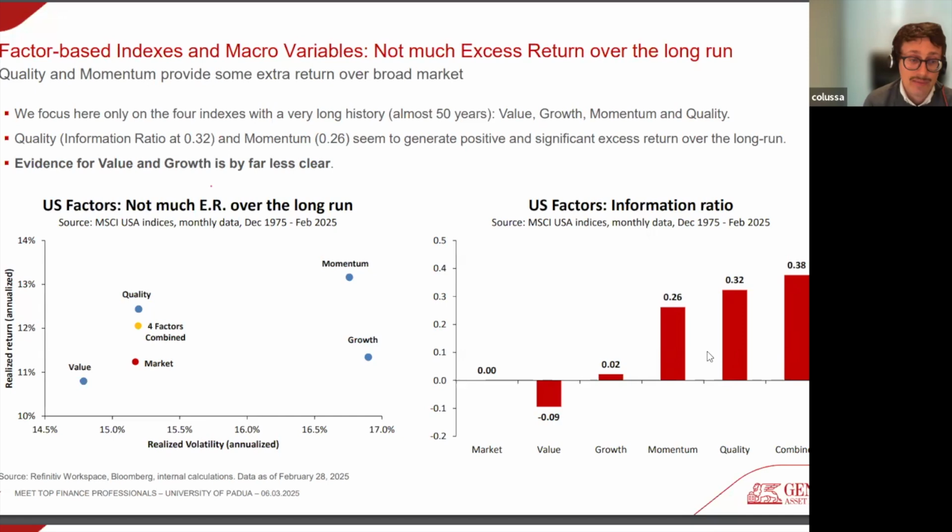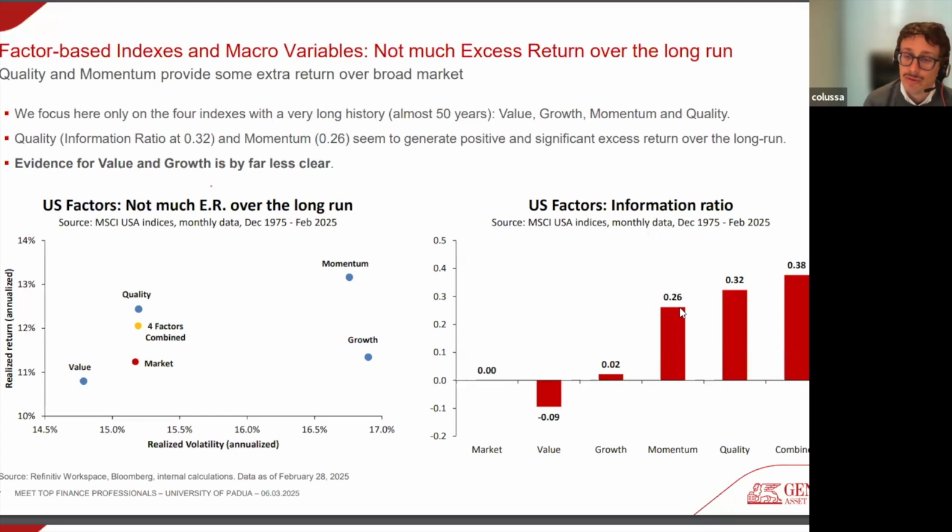And we calculate then the relative volatility between quality and market returns to determine the information ratio. Basically, here we obtain a number. Of course, the market is by definition zero because the excess return of the market versus itself is zero. But you can see that for value and growth, we have a number that is basically around zero, meaning that there is little statistical evidence that these two factors are able to generate excess returns over the long run.